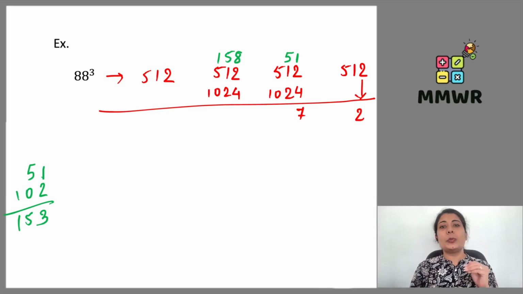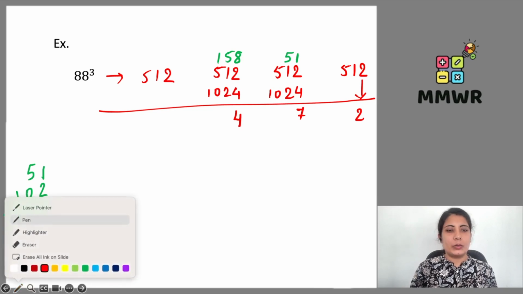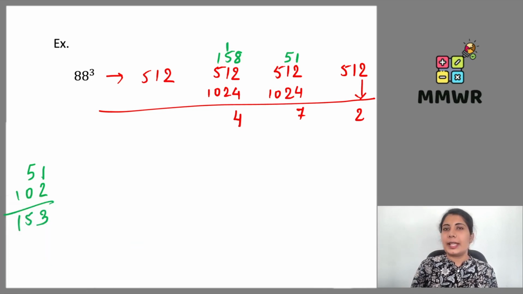Now 8 plus 2 plus 4. What do we get here? 8 plus 2 plus 4. So 8 plus 2 is 10. 10 plus 4 is 14. Carry over 1. Now 1 plus 15 plus 51 plus 102.